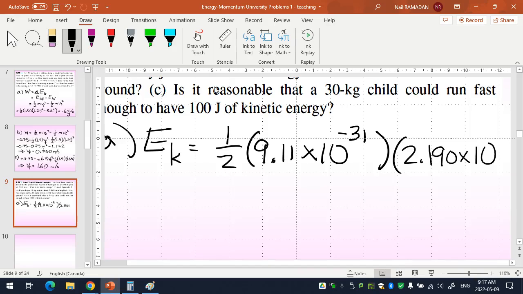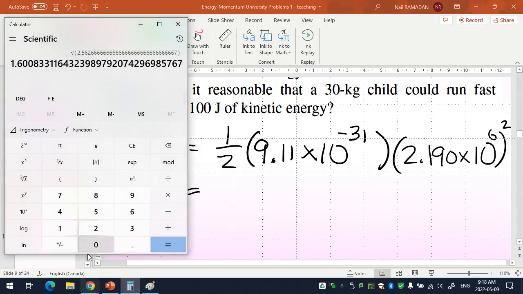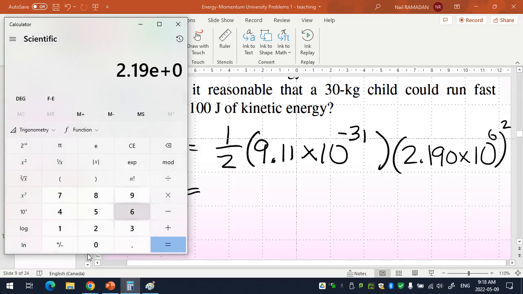2.190 times 10 to the 6, squared. That's it. We just have to evaluate this number now. Well, obviously, I would definitely start with the square part. 2.190 times 10 to the 6, square it, times 9.11 times 10 to the negative 31, times a half.